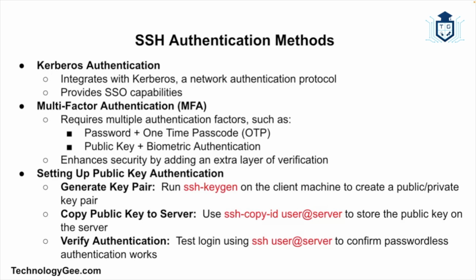All right, so let's quickly talk about setting up public key authentication. The first thing you want to do is generate a key pair. On the client machine, you want to generate a public and private key pair using the ssh-keygen command. Then you want to copy the public key to the server. So you would use the ssh-copy-id command to copy the public key to the server. Then you want to verify the authentication. So you want to test the connection to ensure that public key authentication actually works.